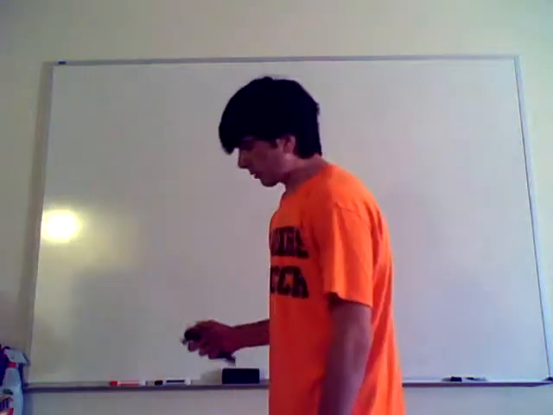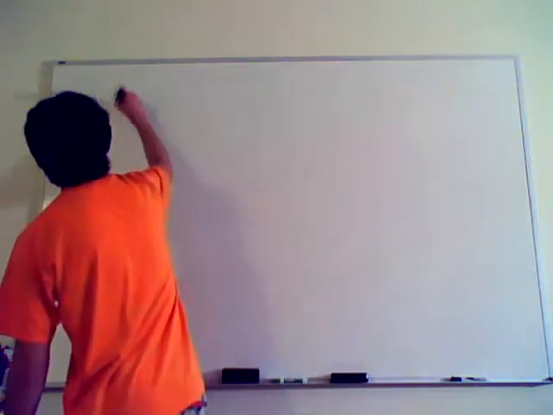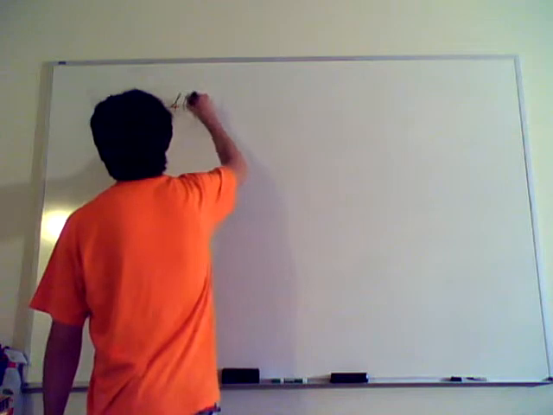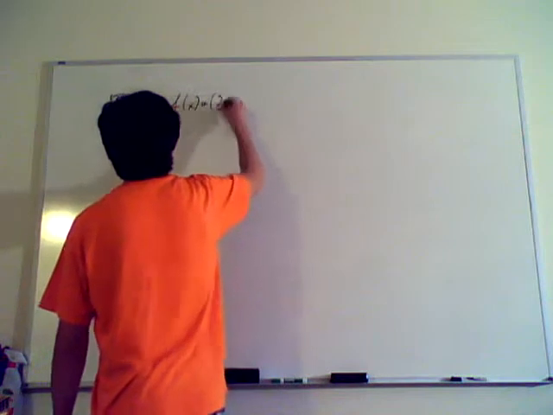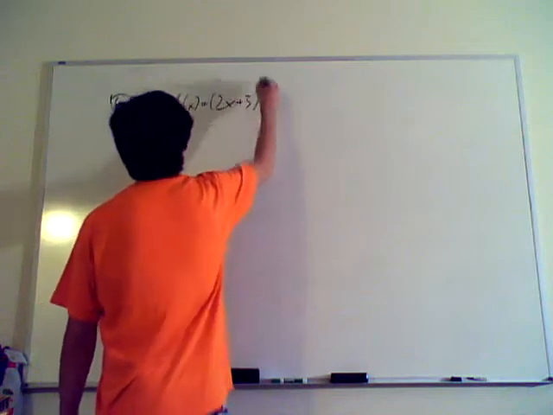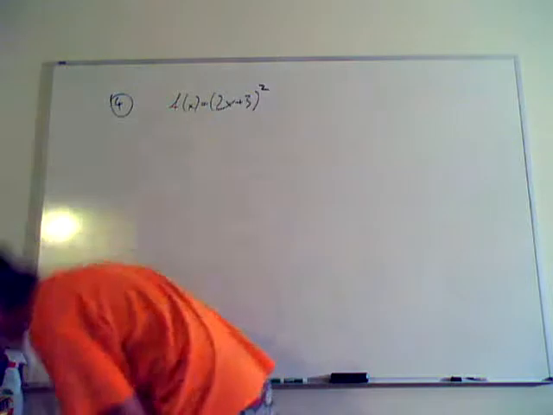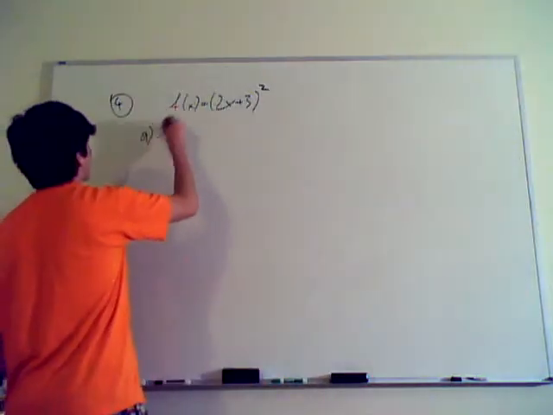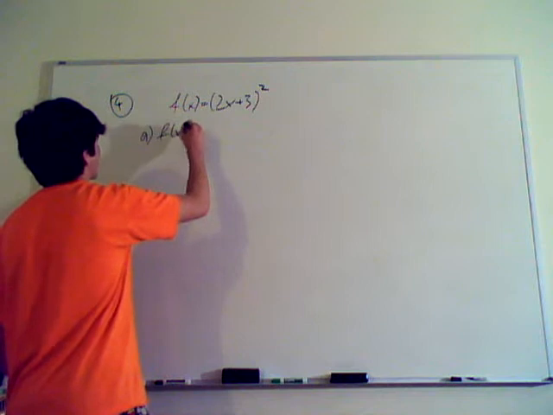So you asked about number 4, which is the longest problem. So let's get to it. f of x equals (2x plus 3) squared. Alright, so question A is asking for f of x plus h.